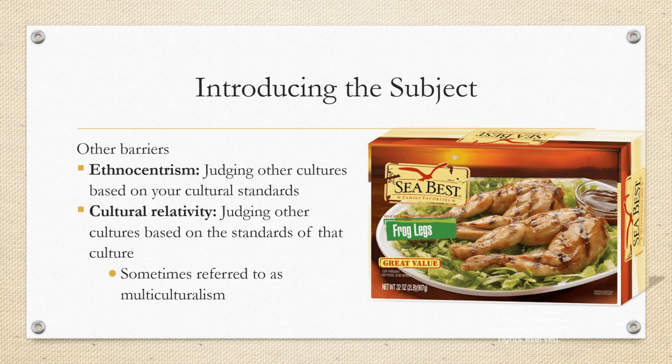There are other barriers, though, to studying our topics in the social world. Ethnocentrism is one of those. This is judging other cultures based on your cultural standards, as opposed to cultural relativity, which is judging other cultures based on the standards of that culture itself. Sometimes cultural relativity is called multiculturalism, and within the social sciences, we want to go toward cultural relativity as opposed to ethnocentrism, because to understand a group of people or to understand a society, you must understand who they are and how they understand the world.